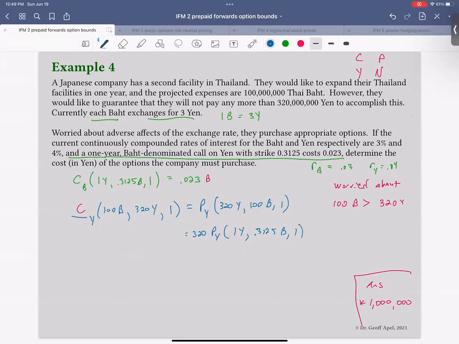So now the only thing is I really need to change this. Well, a call to a put, so I need to fix that. But also I've got bot and yen, I need to fix that. So I'll do these. I mean, we could do these in any order. Maybe I'll change this to a put in bots first. So this is going to be 320 put bot, 1 yen, 0.3125 bot, and 1. Okay, so that's no problem. And now I just have to remember, what do I need to multiply by? I do need to change it.